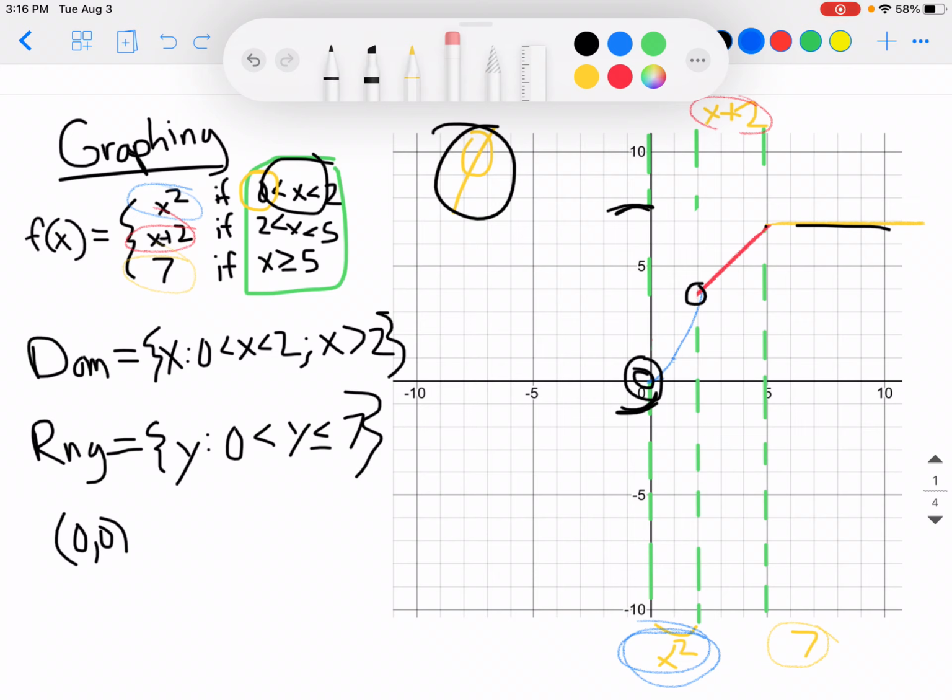And so now, let me just tidy this up a little bit. Let's go with the object eraser, so that way I can get rid of just a few pieces of things. Cool. There we go. So we have our graph, and then we have our domain, range, and intercept.